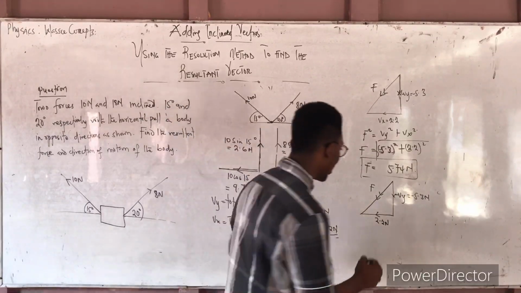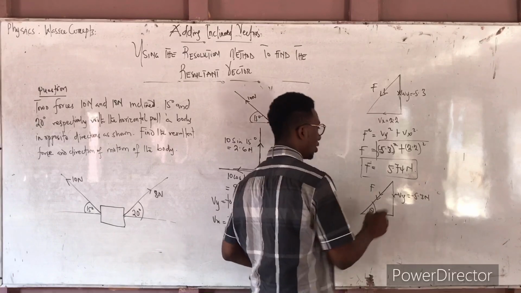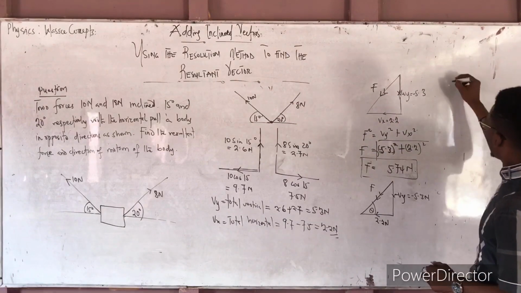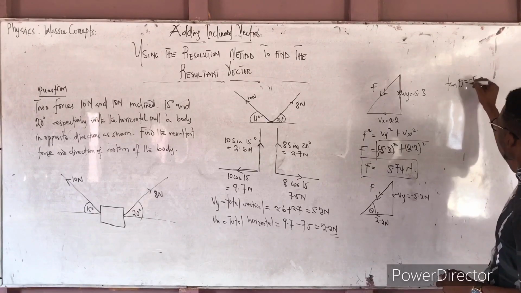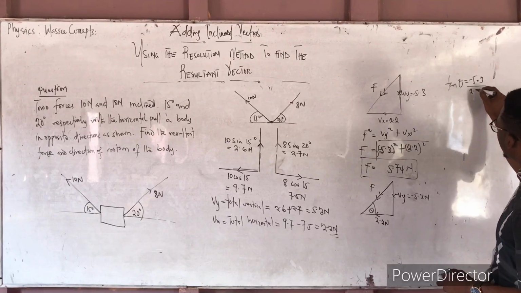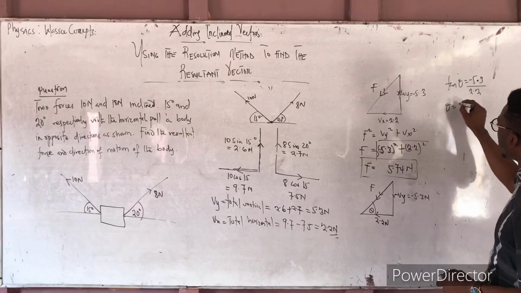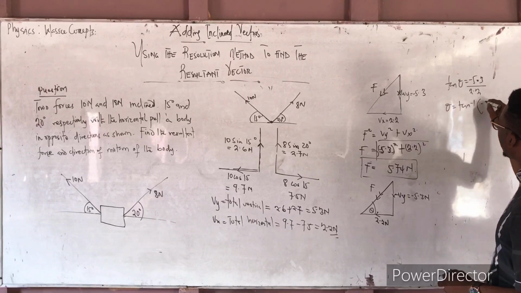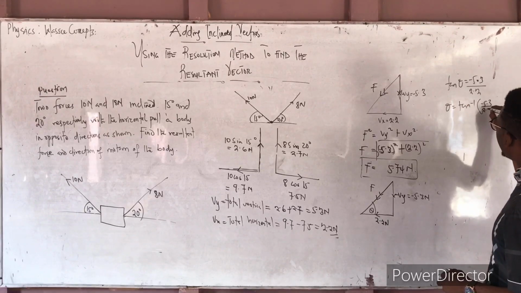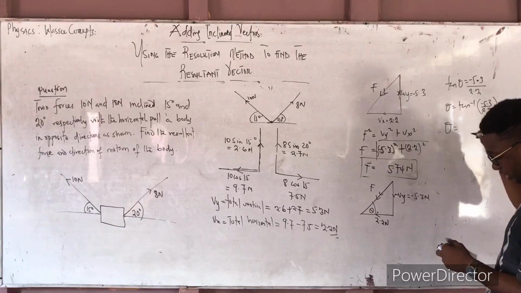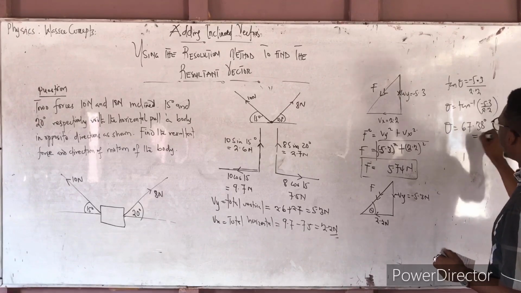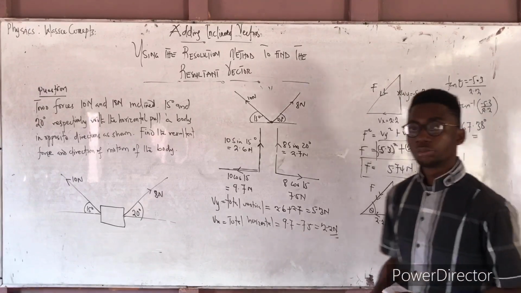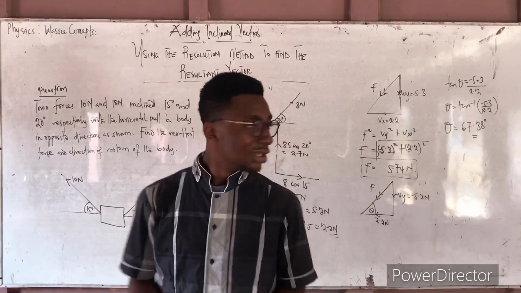So now the direction here, let's say this is our theta, now becomes tan theta is equal to negative 5.3 all divided by 2.2. So therefore theta is equal to tan inverse of negative 5.3 divided by 2.2. And when you do this, you get your theta as 67.38 degrees. Thank you very much.